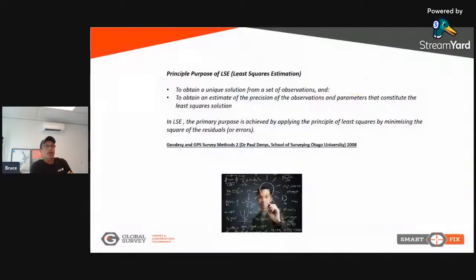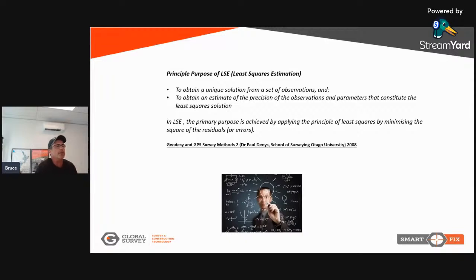Dr. Paul Dennis from Otago University said there are two purposes behind running a least squares adjustment. The first is to obtain a unique solution for a set of observations, and the second is to obtain an estimation of the position of these observations. And this is achieved by minimizing the square of the residuals. Note here, Paul does not say that you'll get a correct solution, only a unique solution.